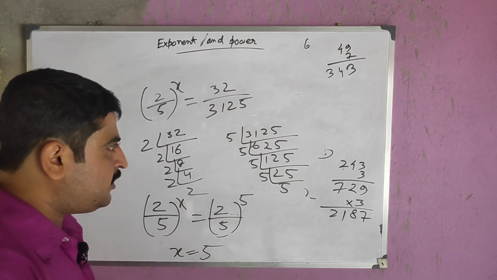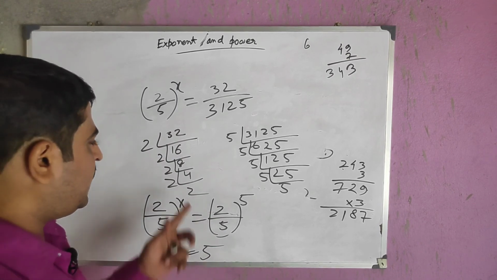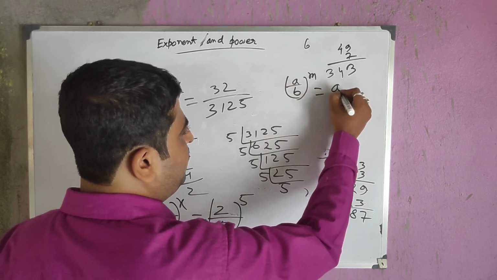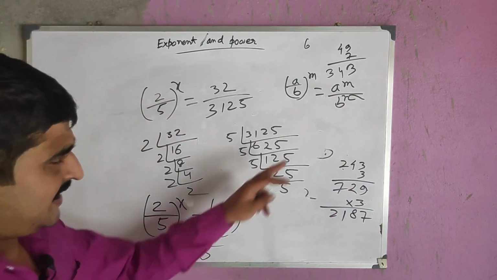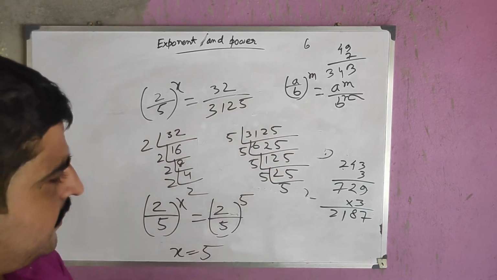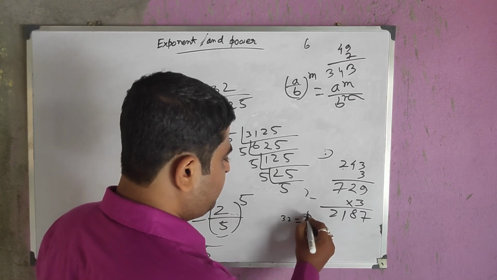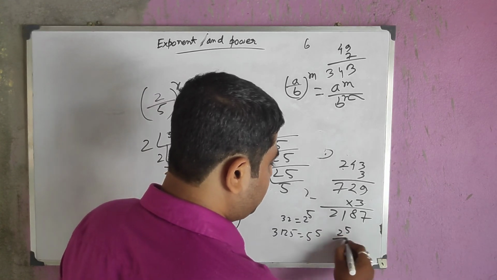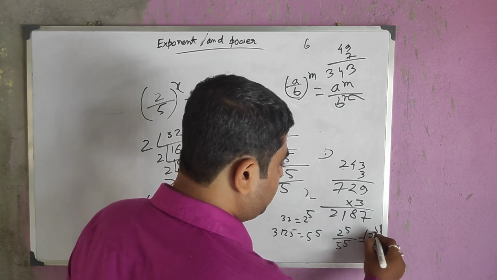In the next video you will learn some formulas from the exponents. There will be a formula that a by b whole to the power m becomes a to the power m by b to the power m. From this formula, a to the power m by b to the power m is represented as a by b whole to the power m. As here 32 is 2 to the power 5, and 3125 is 5 to the power 5, so we are getting 2 to the power 5 by 5 to the power 5. From that we are getting 2 by 5 whole to the power 5.